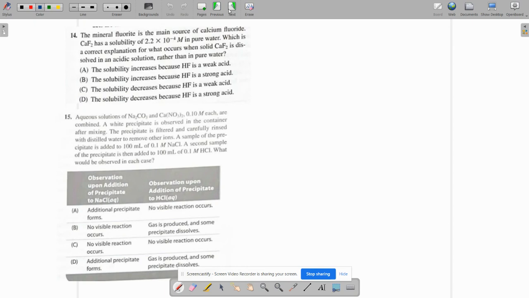Good. All right, number 14 says the mineral fluorite is the main source of calcium fluoride. Calcium fluoride has a solubility of 2.2 times 10 to the negative fourth in pure water. Which is a correct explanation for what occurs when solid calcium fluoride is dissolved in acidic solution rather than pure water? All right, so let's take a look at that.